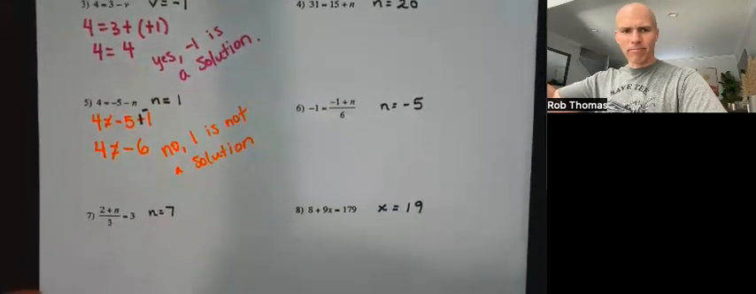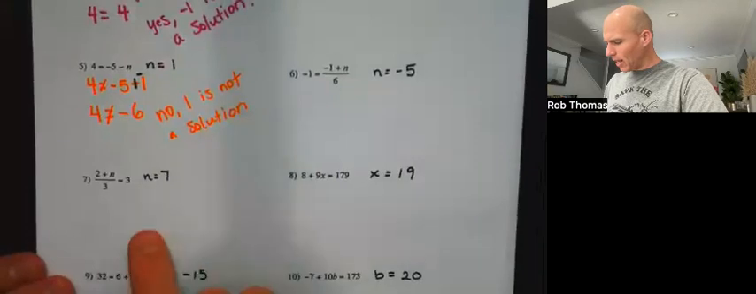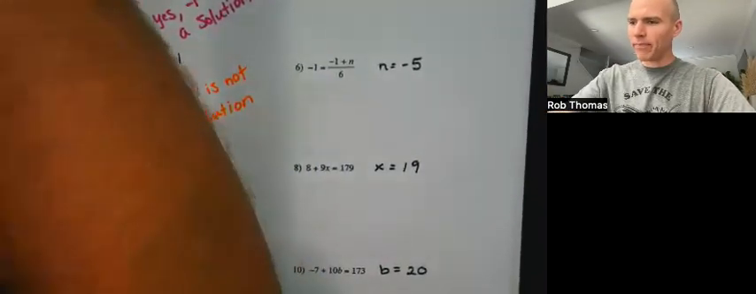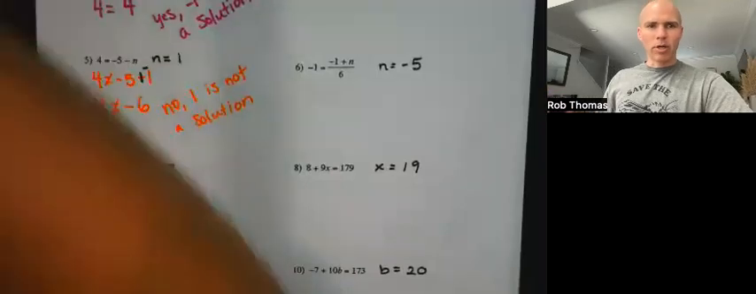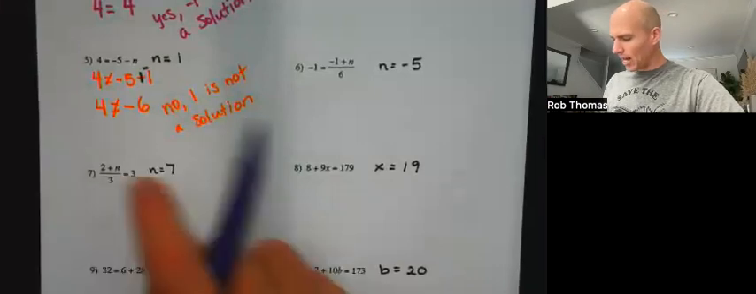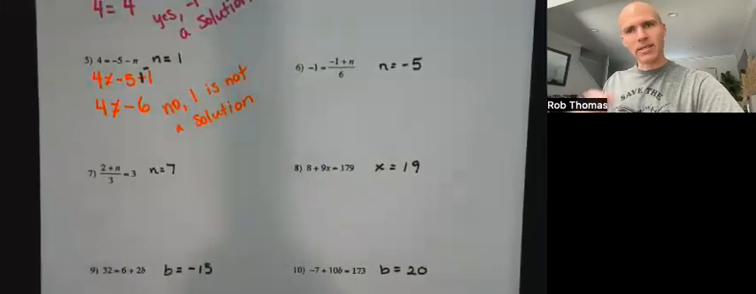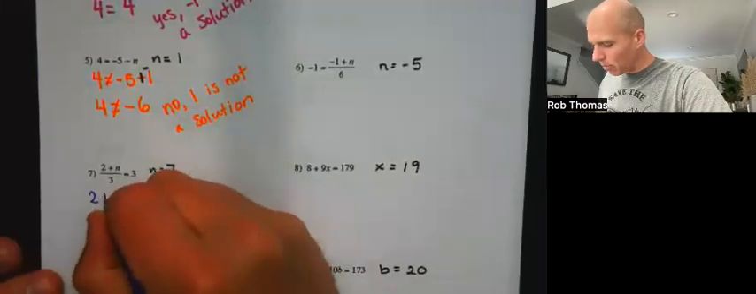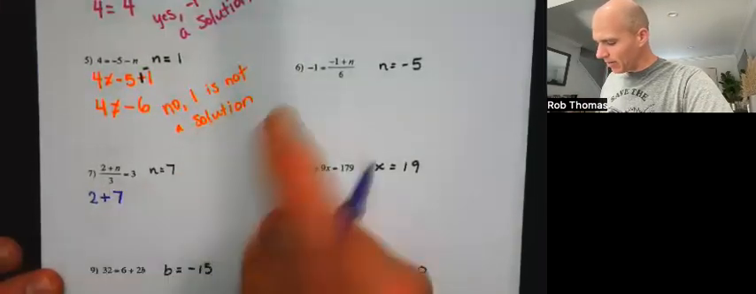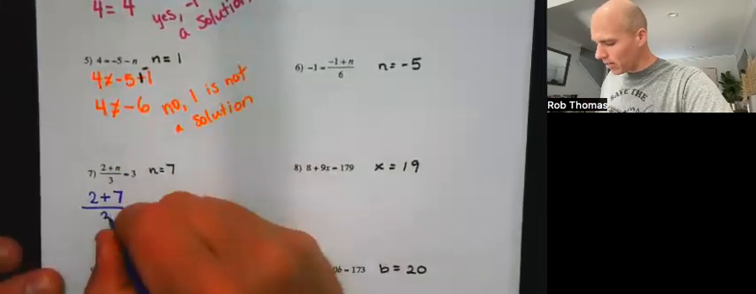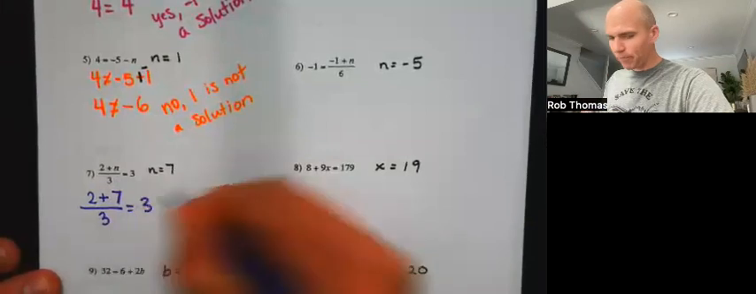All right. I guess we'll just keep on going down the line. I'm probably just going to wind up doing this left side here. How about some purple? We got 2 plus n all over 3 equals 3, and n is supposedly 7. Let's substitute that 7 in there and see what happens. So we got 2 plus 7 for n, all over 3, supposedly equals 3.